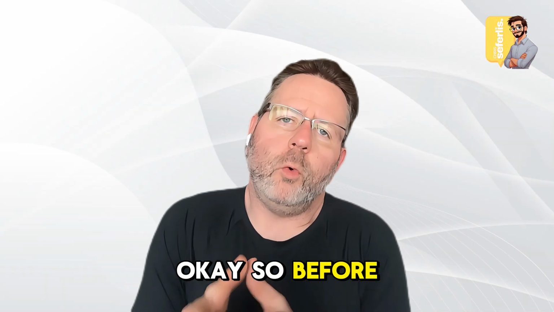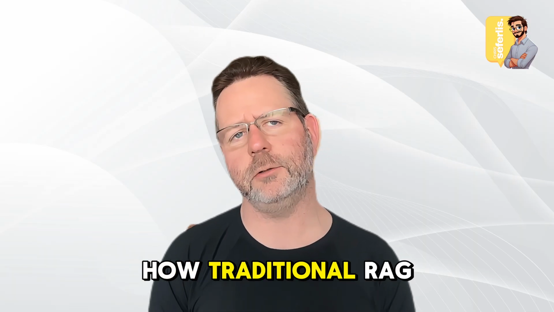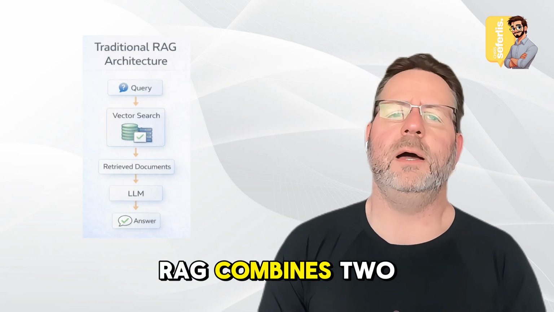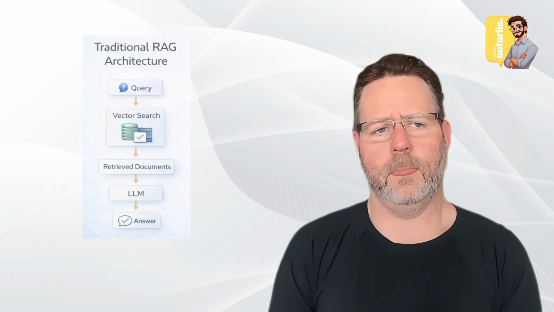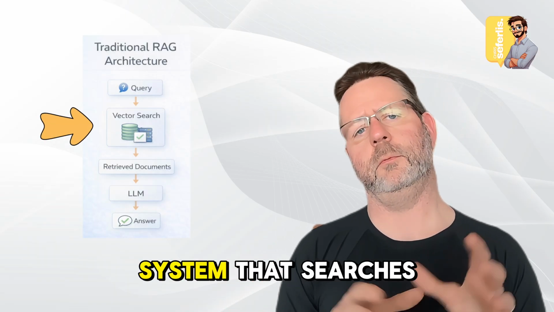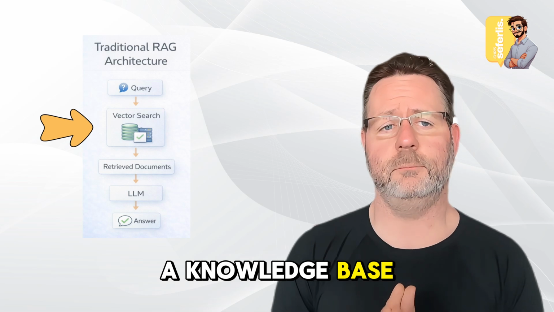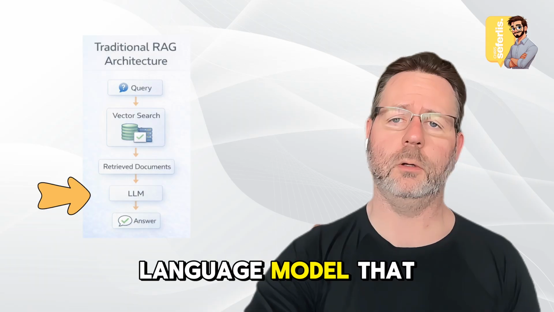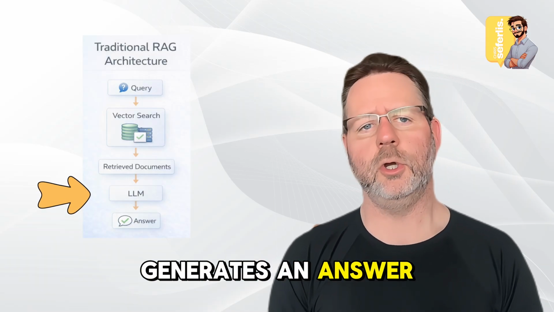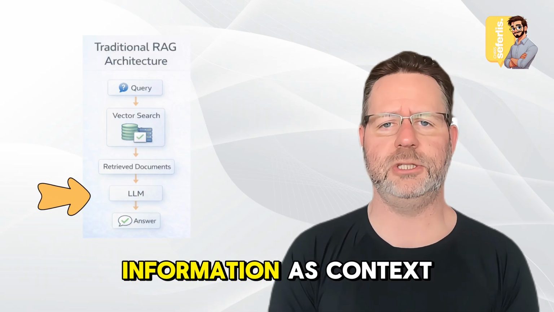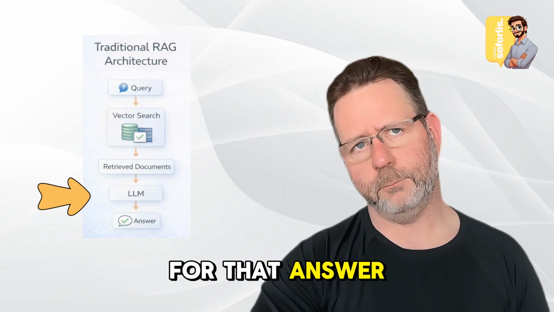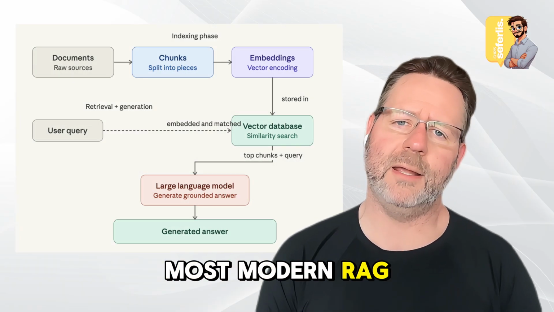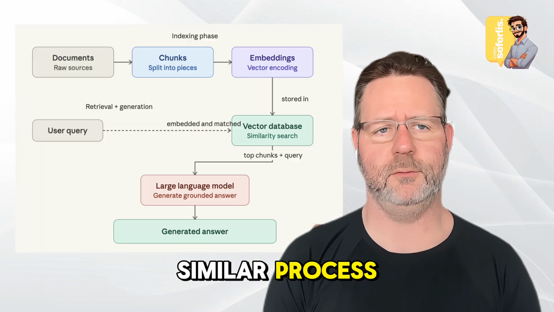Okay, so before we talk about Graph RAG, let's quickly review how traditional RAG works. RAG combines two major components. First, the retrieval system that searches a knowledge base. Second, a large language model that generates an answer using the retrieved information as context. Most modern RAG systems follow a similar process.